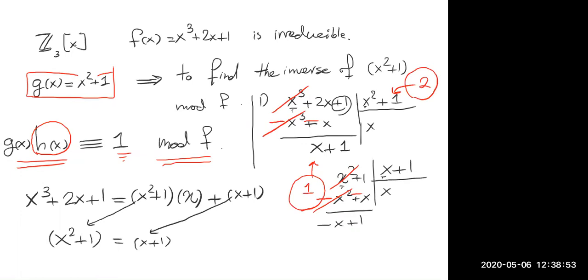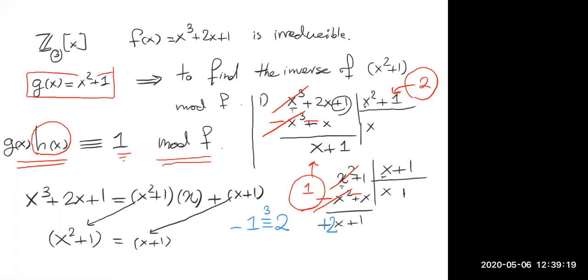But there is something to note. We are in Z3, right? Minus 1 in Z3 is the same as 2. So rather than minus x, I'm allowed to write plus 2x.